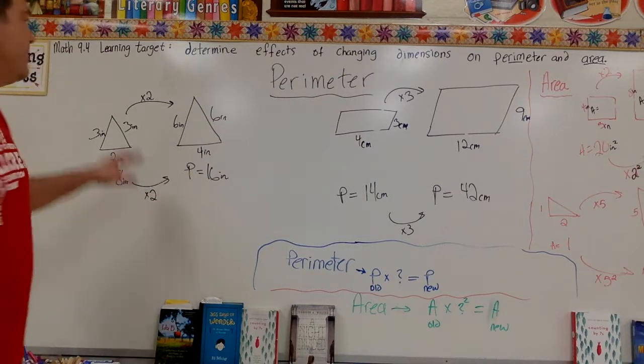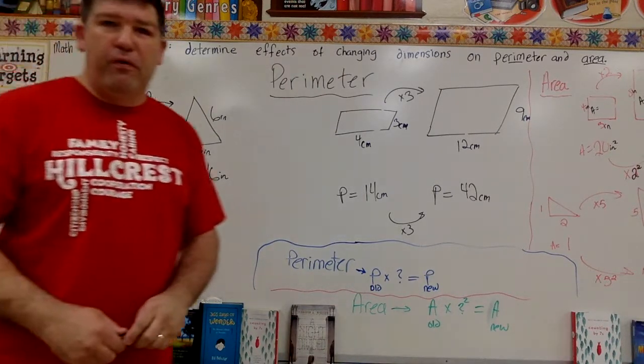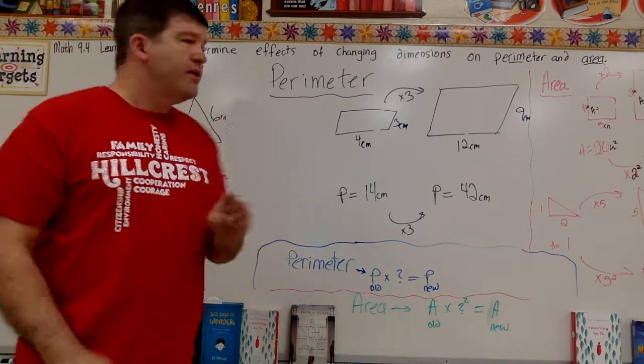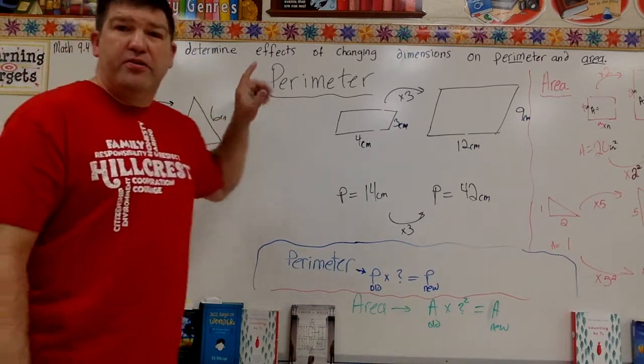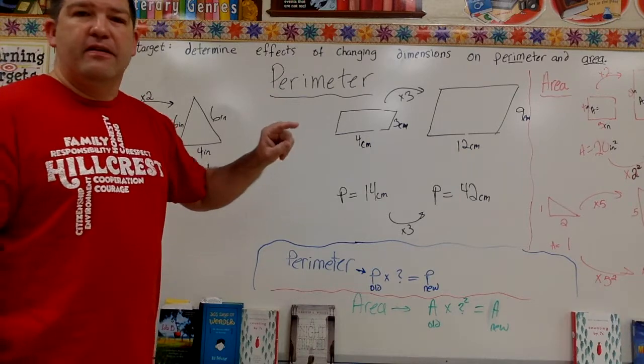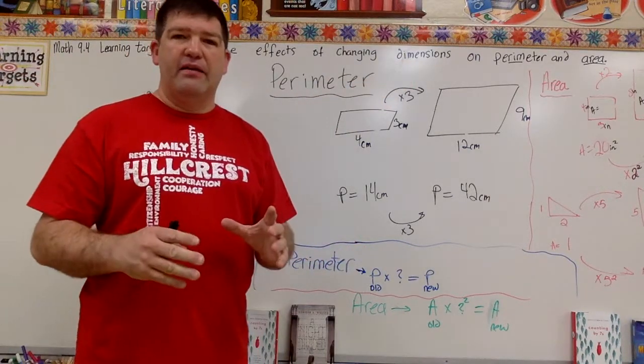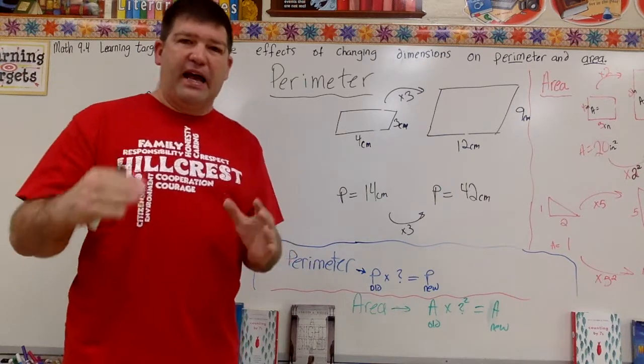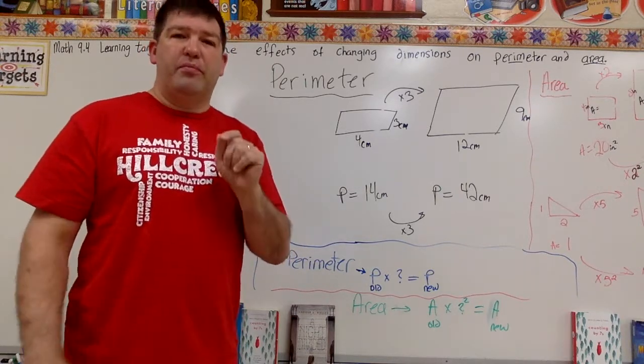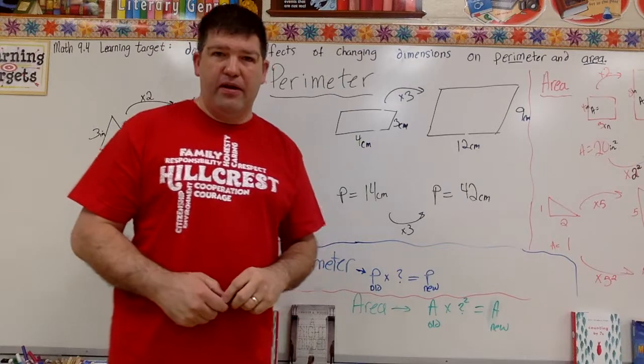All right, this is the teaching video for Math 9.4. Our learning target is we want to be able to determine the effects of changing a dimension with a polygon. I changed the length of the sides. What's going to happen to the perimeter? What's going to happen to the area?